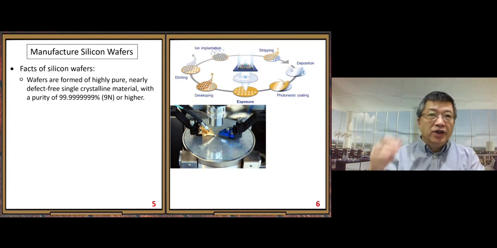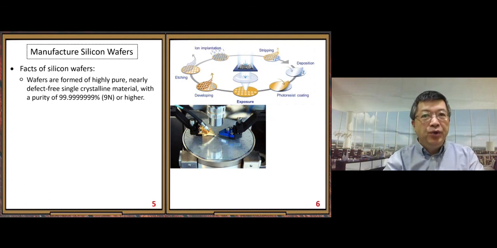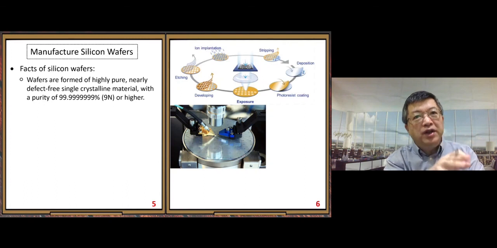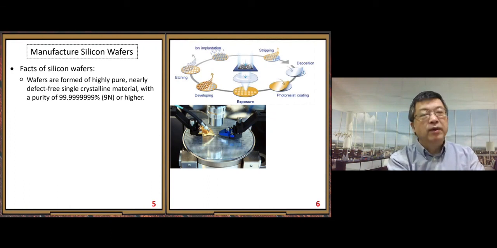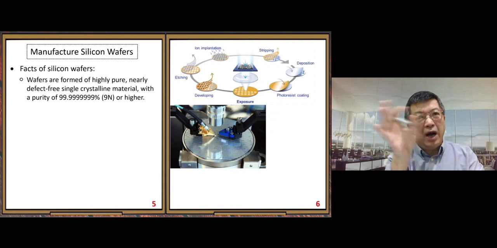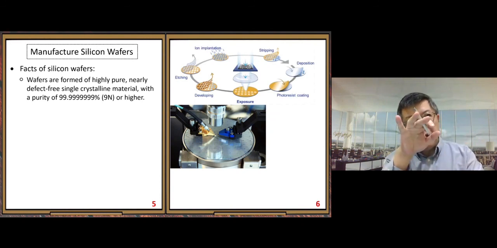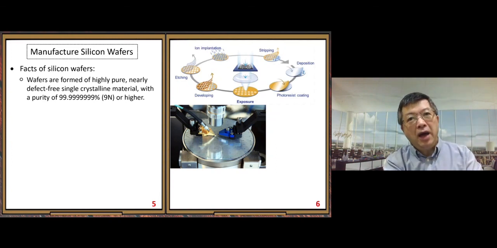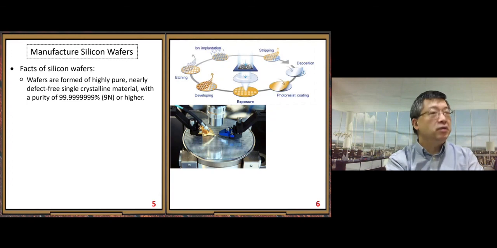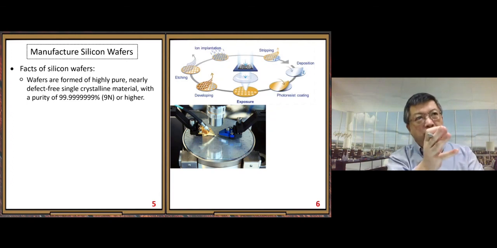Then, facts of silicon wafers. Wafers are formed of highly pure, nearly defect-free single crystalline material. Defect-free. The purity is extremely high. So you can imagine the cost is also very high to make that high percentage purity. With a purity of 9 nines, you can count the number of nines, 99.999999 after the decimal point. So 9N or higher.